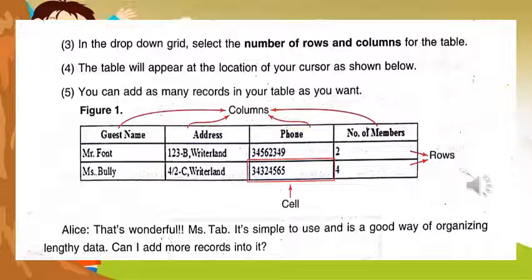See here, the first figure indicates the columns and the rows, and in the cell. So this is the cell. Alice says, that's wonderful, Miss Tab. It's simple to use and is a good way of organizing lengthy data. Can I add more records into it?